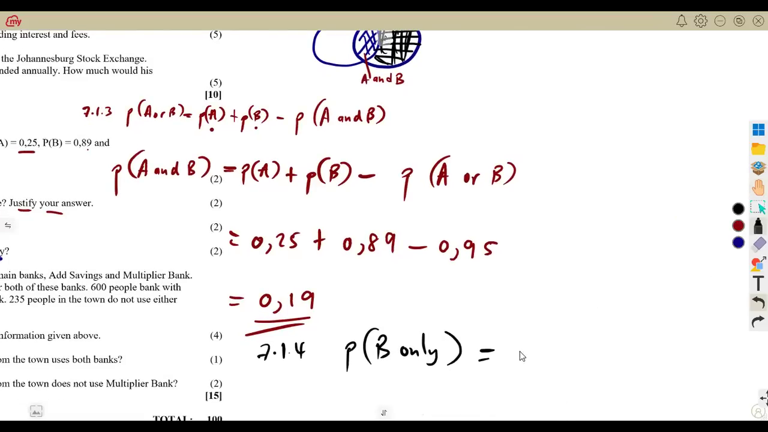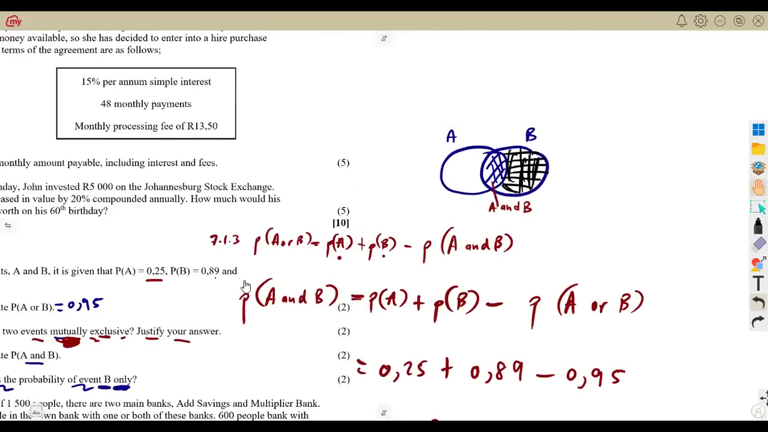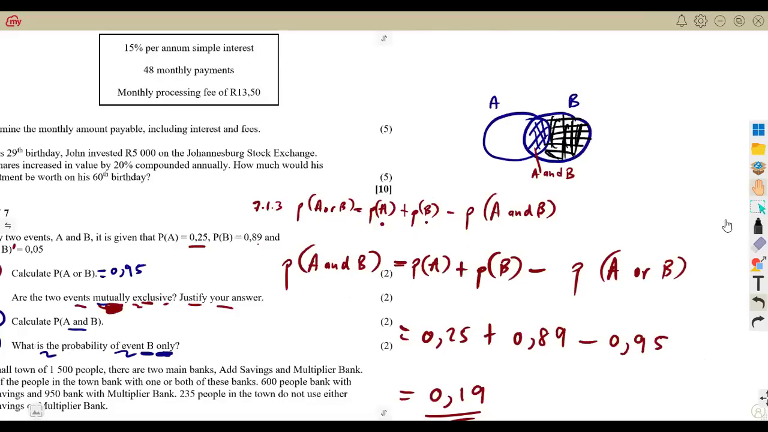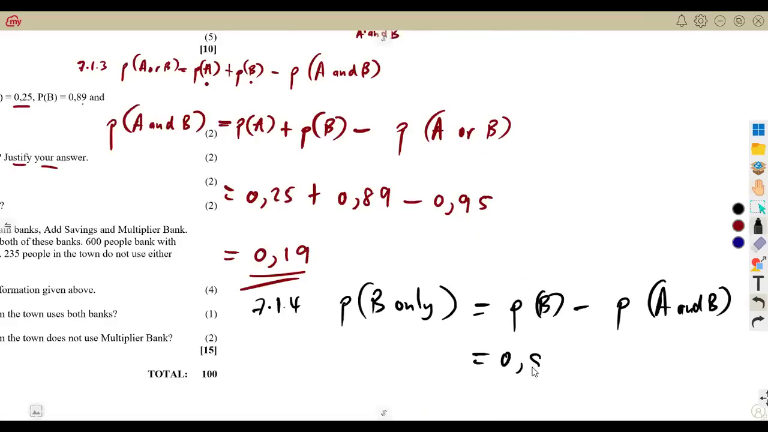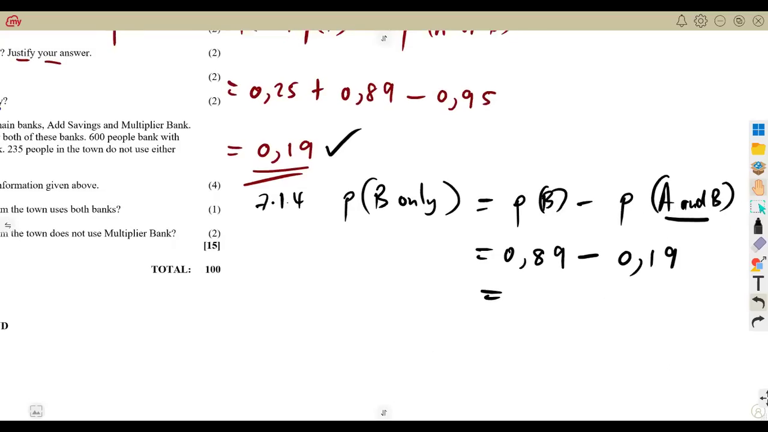So it is going to be the probability of B minus the probability of A and B, just like that. We remove the intersection. So the probability of B is 0.89. We take that one as it is, 0.89 minus the probability of A and B. We calculated that one. That's 0.19. So the difference that we are having there, which is 0.7, is the probability of what? Of B only.